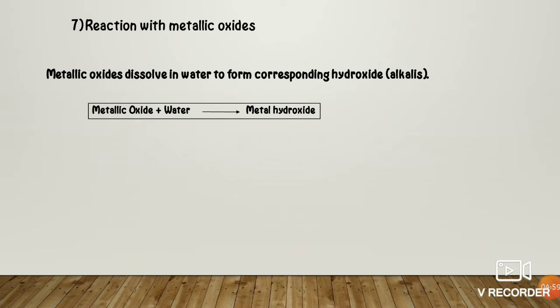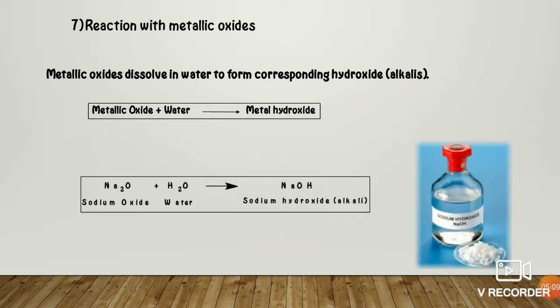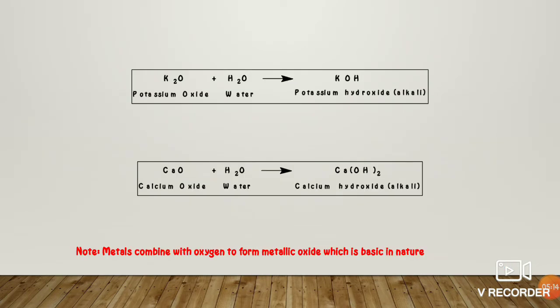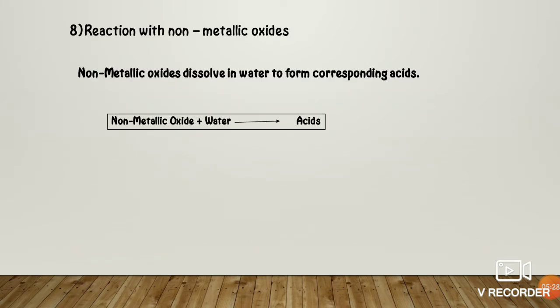Metallic oxides react with water to form corresponding hydroxides or alkalis. Example, sodium oxide reacts with water to form sodium hydroxide. Potassium oxide reacts with water to form potassium hydroxide. Calcium oxide reacts with water to form calcium hydroxide. Note that all metal oxides are basic in nature. And when we talk about non-metallic oxides, they react with water to form corresponding acids.